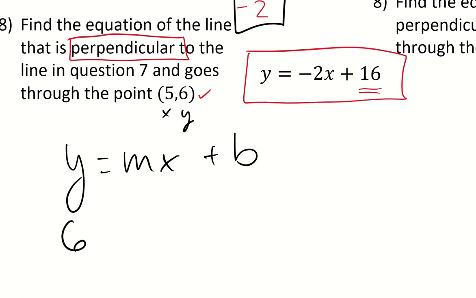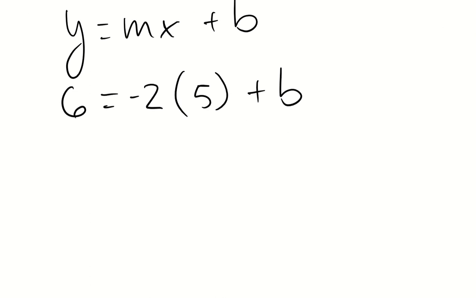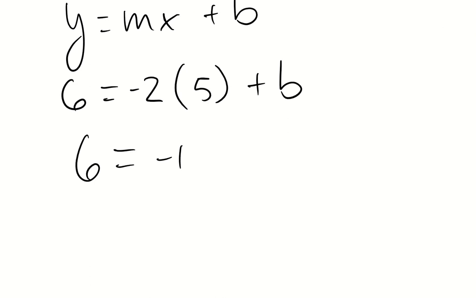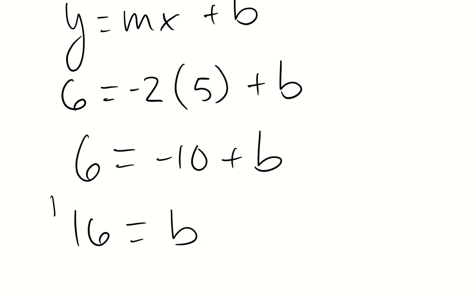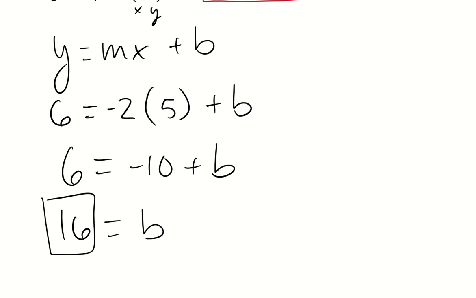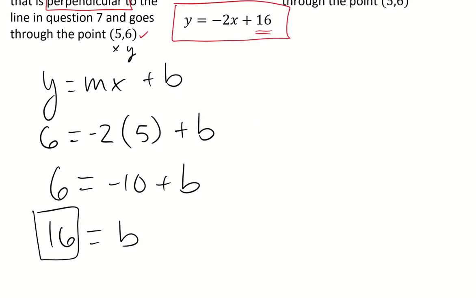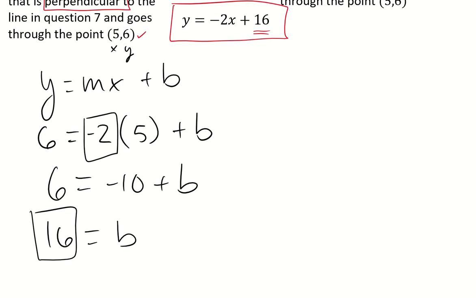My y value is 6. My slope is -2. My x value is 5, and then here is the plus b. So 6, which is my y value, equals -2 times x plus b. That means that 6 equals -10 plus b, and if I add 10, it turns out 16 is my y-intercept. And I know the slope, right? The slope was -2. In fact, it's written right here. So that means the equation of my line is y equals -2 times x plus 16.